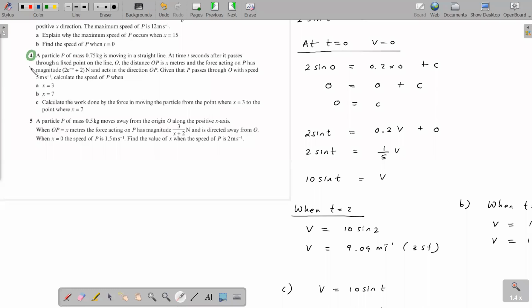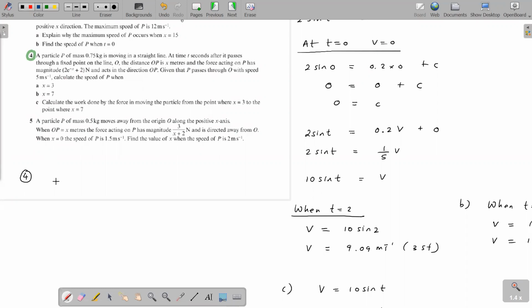Okay, moving on to question number 4. A particle P of mass 0.75 kilogram is moving in a straight line. At time t seconds after it passes through a fixed point on the line O, the distance OP is x meters and the force acting on P has magnitude 2e to the power minus x plus 2 newton and acts in the direction OP, which means it's acting away from the origin.